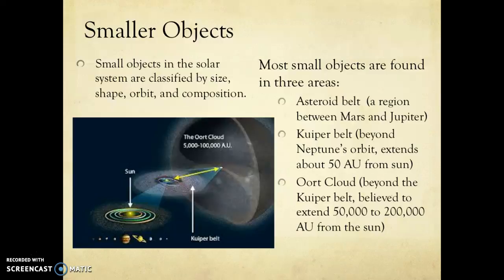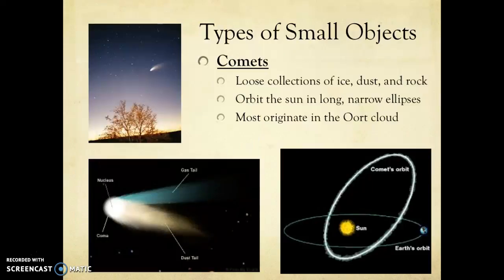So what sort of objects do we find in these areas? Well, we have comets. And comets are loose collections of ice and dust and rock. They orbit the Sun in very long, narrow ellipses, so a very long, narrow oval. And most of these originate in the Oort cloud. So they come from the Oort cloud.